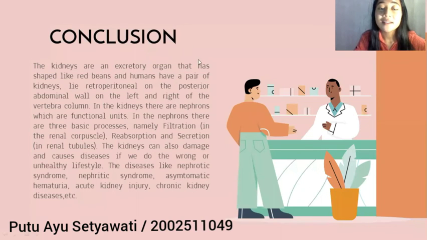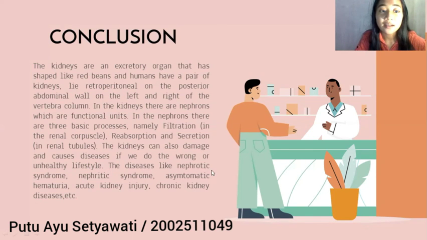Okay, next, this is the conclusion of our student project. So it can be concluded that the kidneys are an excretory organ shaped like red beans, and humans have a pair of kidneys, lying retroperitoneally on the posterior abdominal wall on the left and right of the vertebral column. In the kidneys, there are nephrons, which are functional units. In the nephrons, there are three basic processes, namely filtration in the renal corpuscle, and reabsorption and secretion in the renal tubules. The kidneys can also be damaged and cause diseases if we have a wrong or unhealthy lifestyle.